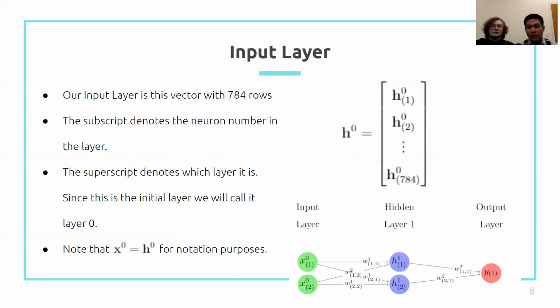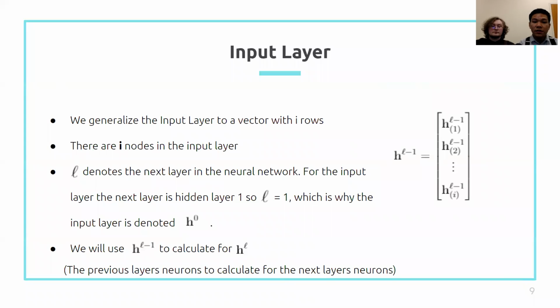And if you look at the image in the bottom right, we have that the input layer equals x^0 sub 1, x^0 sub 2. We're just going to change x^0 to equal h^0 for notational purposes. Then we can generalize this input layer to a vector with I rows, where I is the amount of neurons, and we're going to write it as H^(L-1) equals H^(L-1) sub 1, H^(L-1) sub 2, through H^(L-1) sub I. And we're going to use H^(L-1) to calculate H^L.